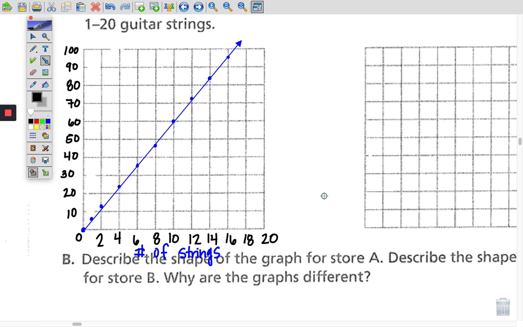For my next graph over here, I'm going to use the same numbers. 0, 10, 20, 30, 40.